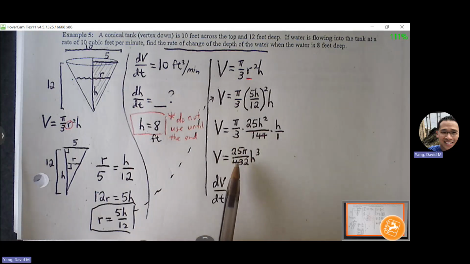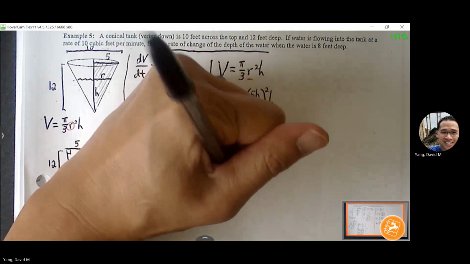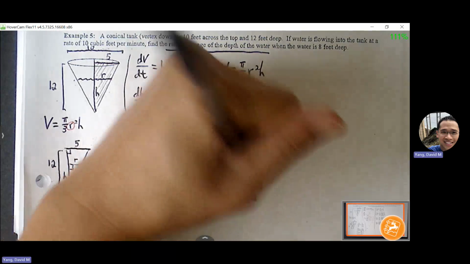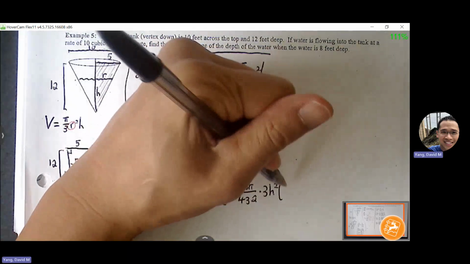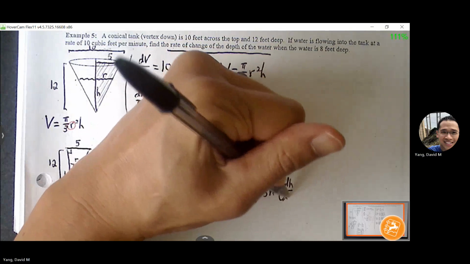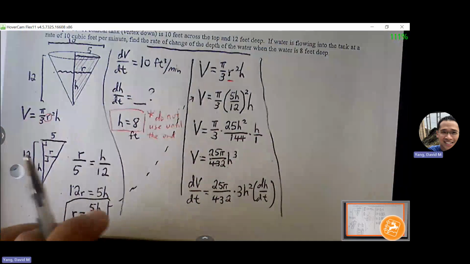What's going to happen to this? Okay, yeah, you're right, I do want to slow down a bit, but this stays, right? We're not going to do anything with this. It's the h cubed that's going to get impacted. H cubed becomes 3h squared dh dt. Coefficient stays. H cubed becomes 3h squared dh dt. Coefficient stays, but normally it just disappears.